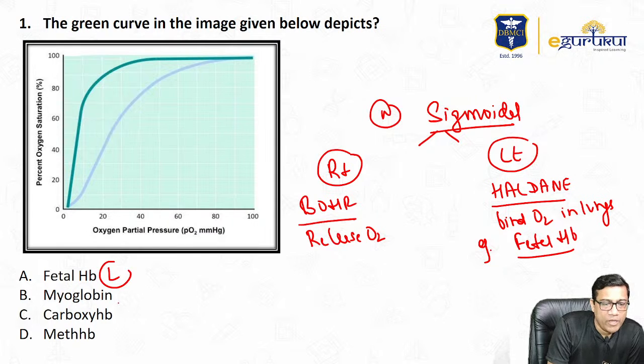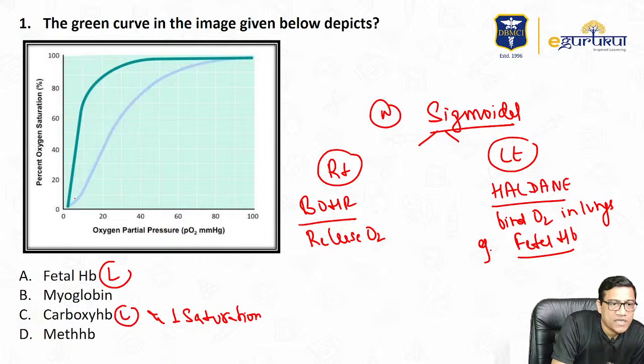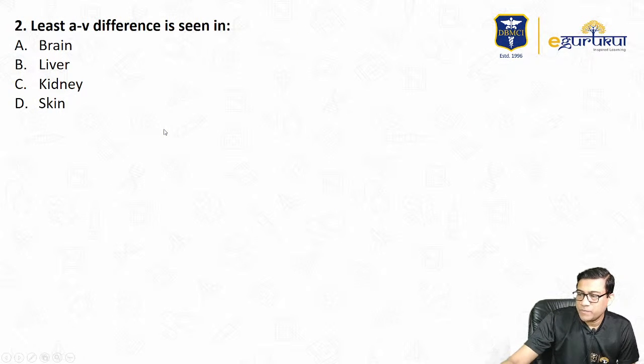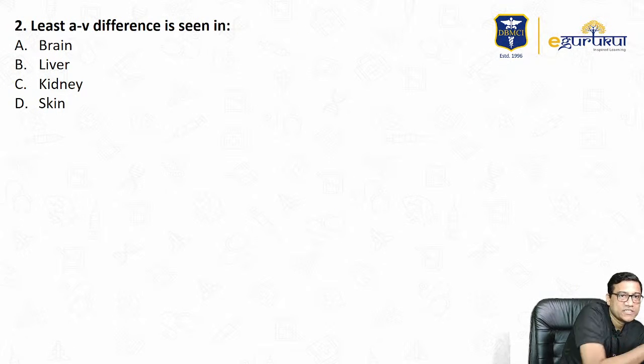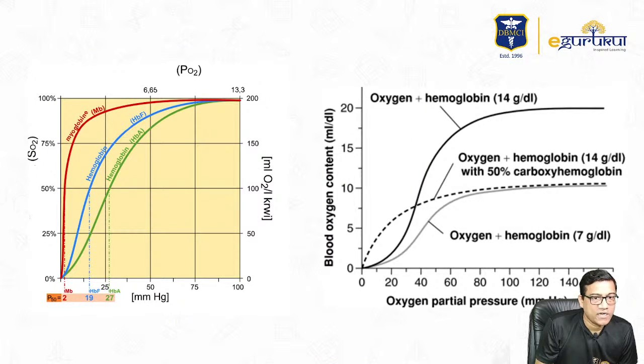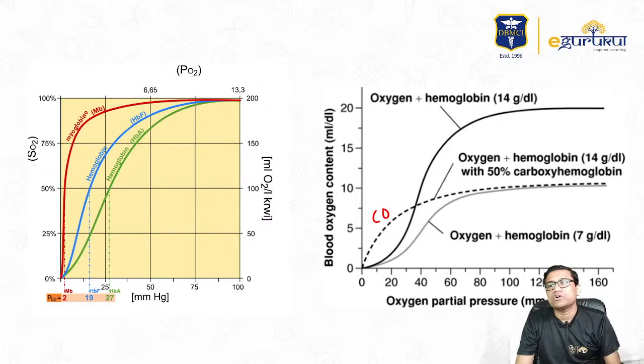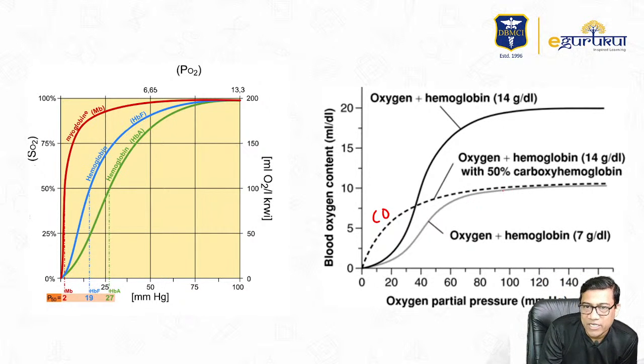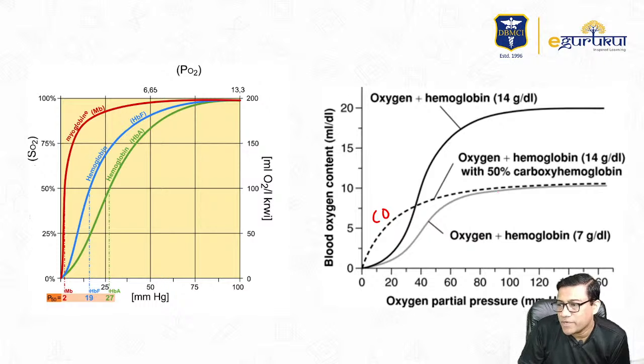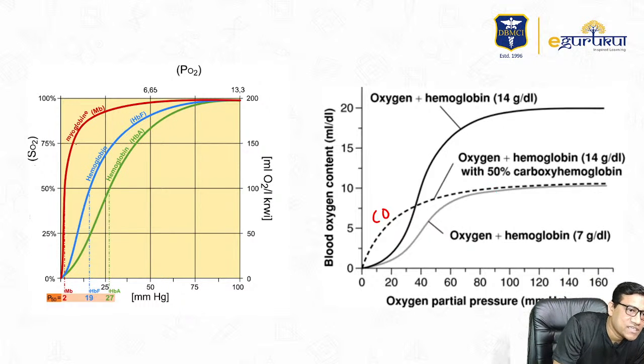Next question. Carboxyhemoglobin again causes a left shift and decreased saturation. So two changes occur. The graph will be left shifted and also going down, because of less saturation. So this will be the CO curve. This dotted line shows the carboxyhemoglobin curve.